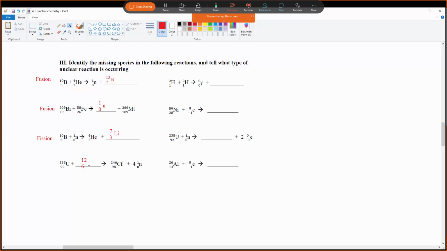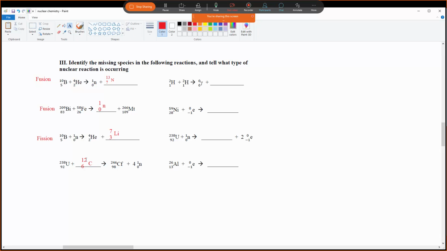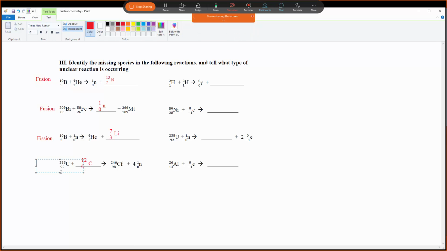Good, it's not hard to do it again, just curious. All right, so 238 plus 12 gives me 250. 246 plus 4 times 1 gives me 250. And then 92 plus 6 gives me 98, which is 98 plus 0. Okay, and is that, you said fusion, yeah.